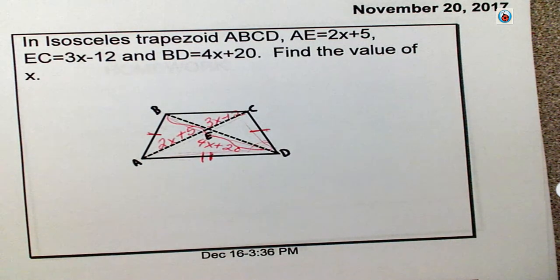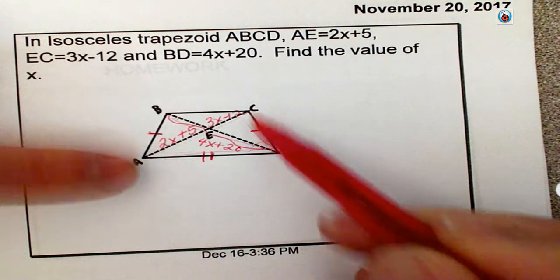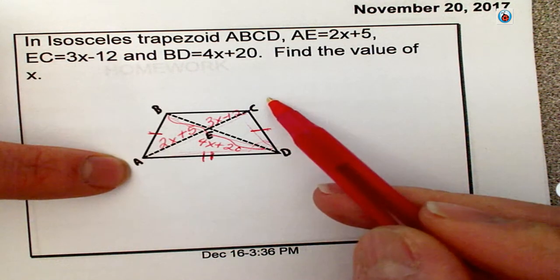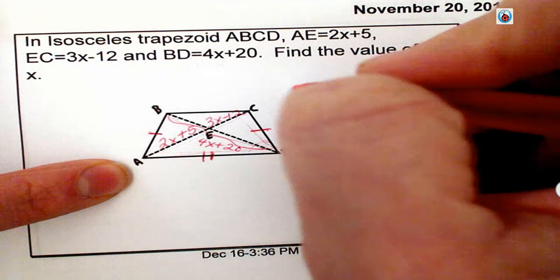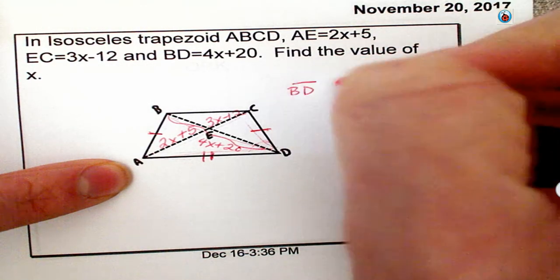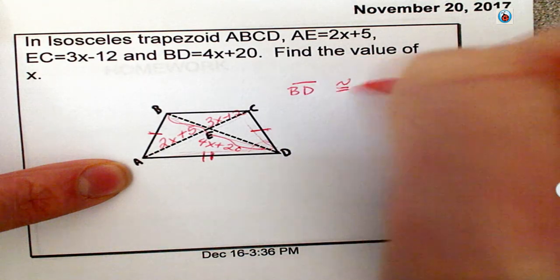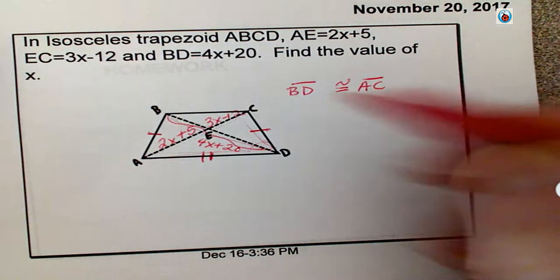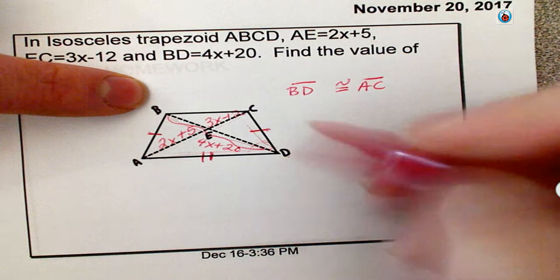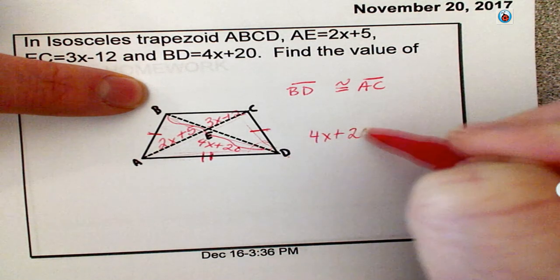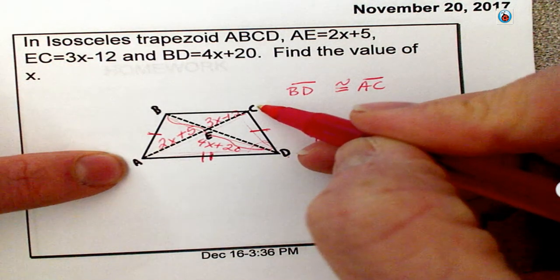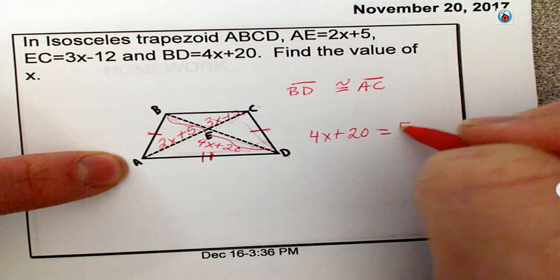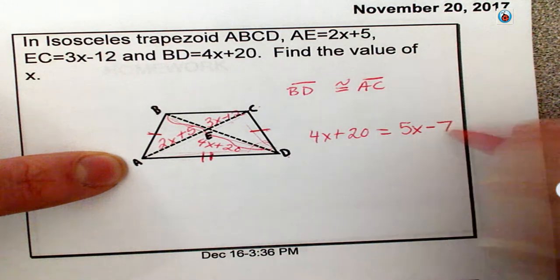which means all of the corresponding parts are. And these diagonals are corresponding parts of those two triangles, which means those diagonals are congruent. So if you have an isosceles trapezoid, that means these diagonals BD and AC are congruent to each other, which means their lengths are also equal. The length of segment BD is 4x plus 20. The length of segment AC would be the sum of these two segments together, which is 5x minus 7.